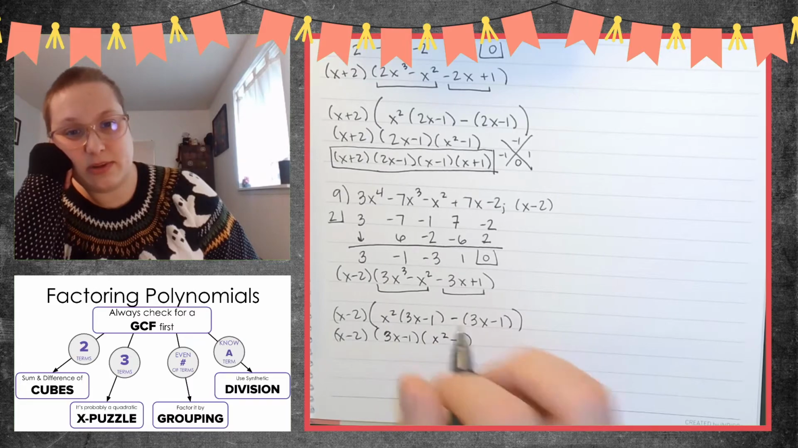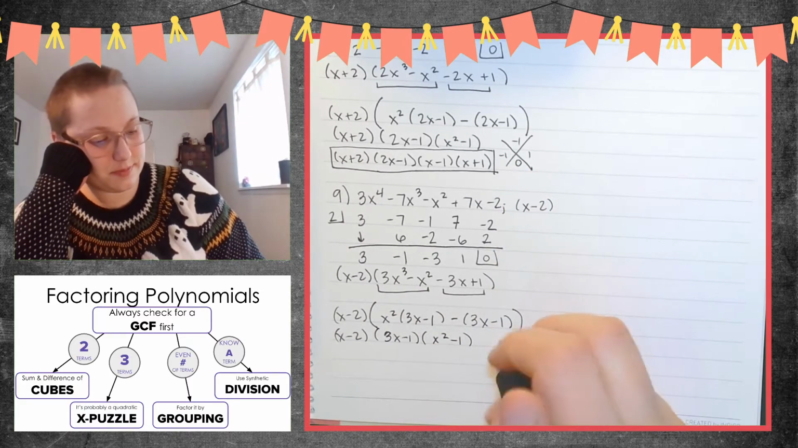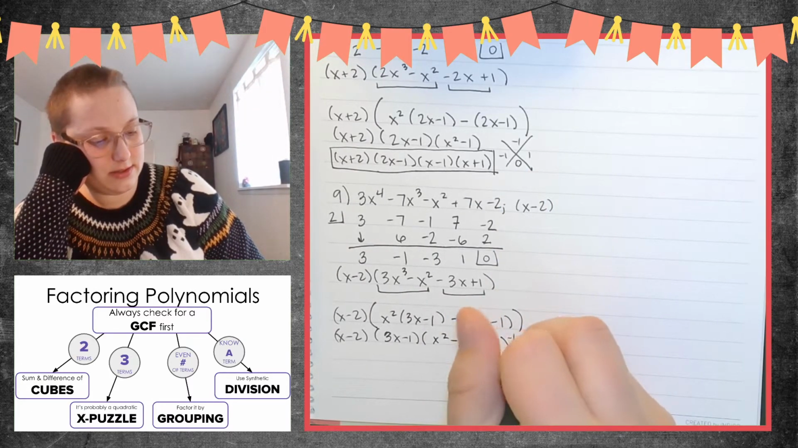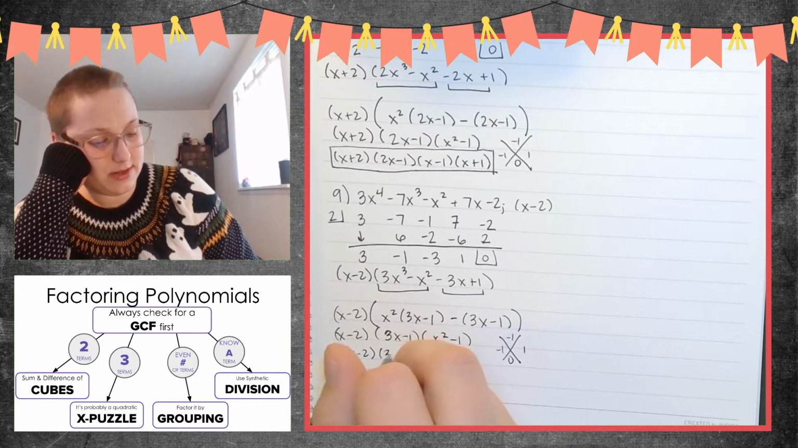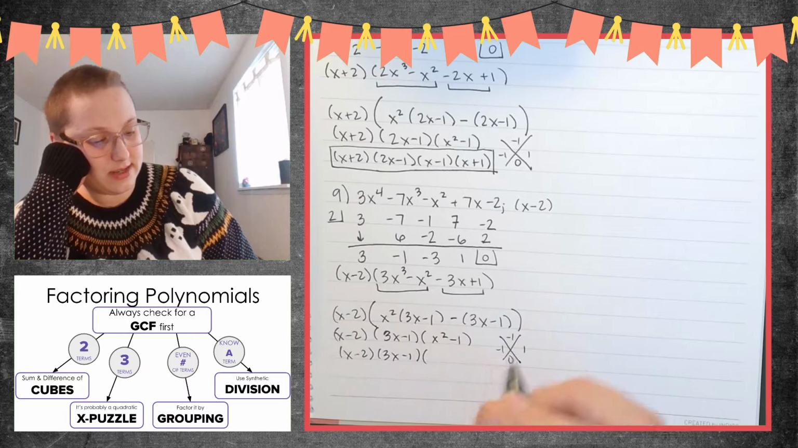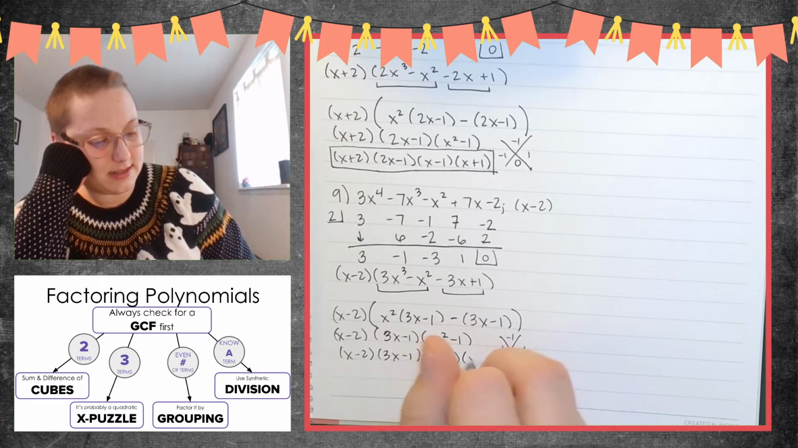Wow, that's another one of those that I can factor. -1 and 0, -1 and 1. So I have x minus 2 times 3x minus 1 times x minus 1 times x plus 1.